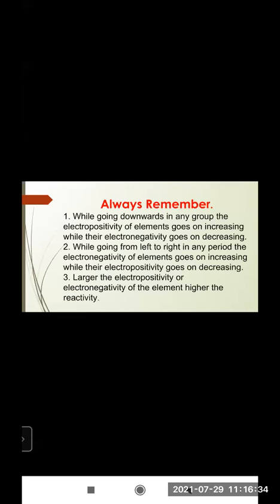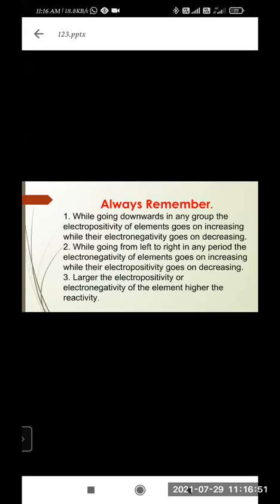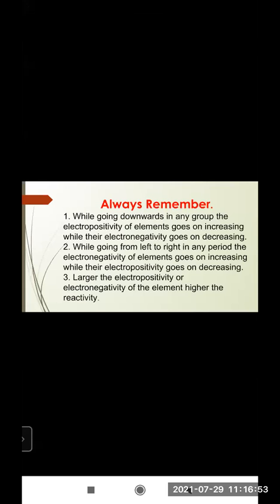Then the third point: larger the electropositivity or electronegativity of the element, higher the reactivity. If the electropositivity or electronegativity is larger, then the elements have high reactivity. So whole thing, metallic and non-metallic characters, you can understand from these three points which are given in the Always Remember section. So clear?